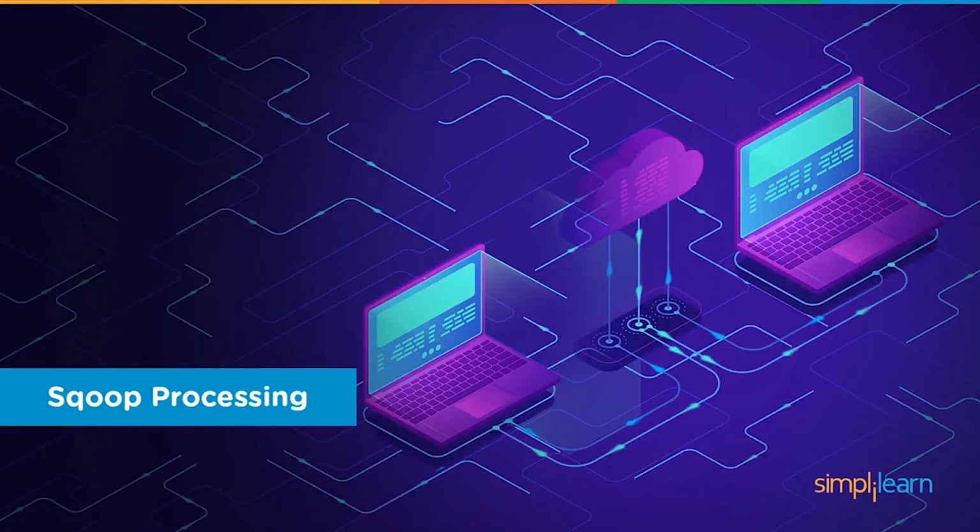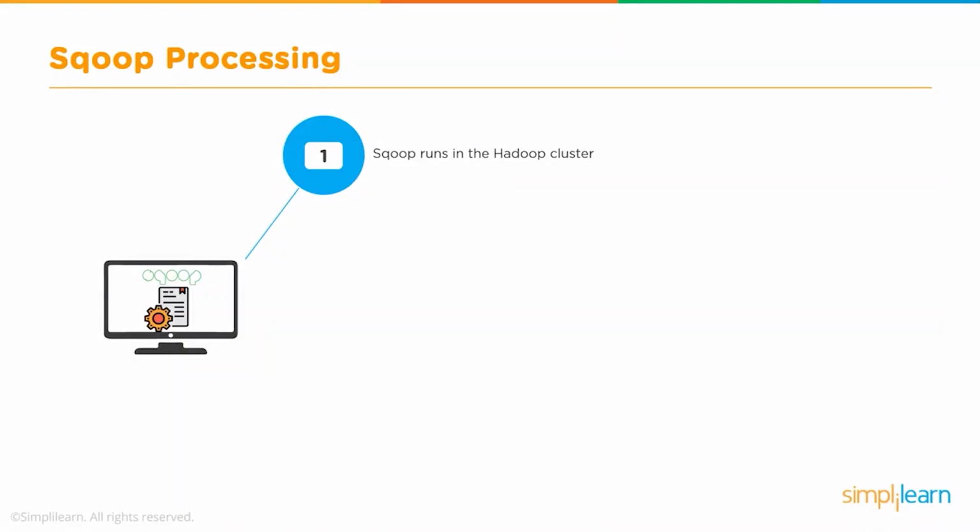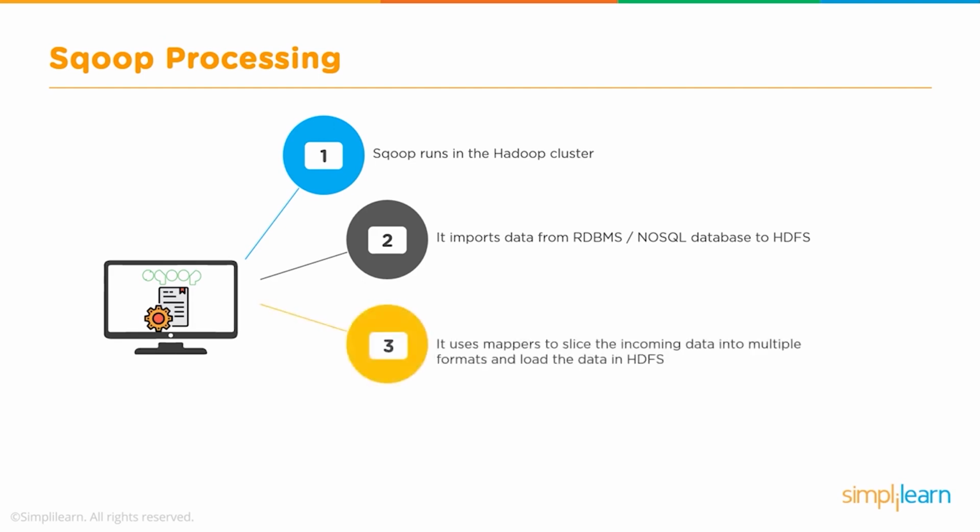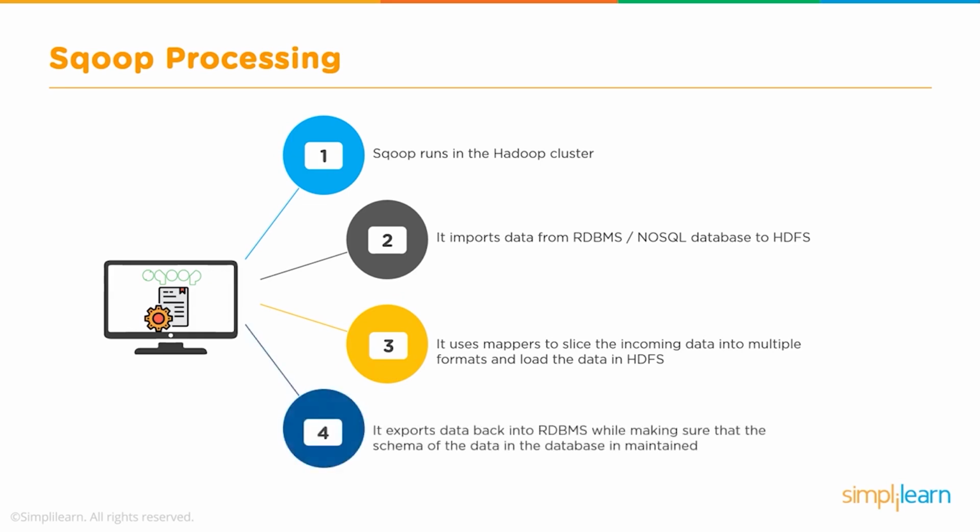So let's continue on our path and look at Sqoop processing and what the computer goes through for that. When we talk about Sqoop processing, first Sqoop runs in the Hadoop cluster. It imports data from the RDBMS, the NoSQL database, to the Hadoop file system. So remember, it might not be importing the data from an RDBMS, it might actually be coming from a NoSQL, and there's many out there. It uses mappers to slice the incoming data into multiple formats and load the data into HDFS. It exports data back into an RDBMS while making sure that the schema of the data in the database is maintained.